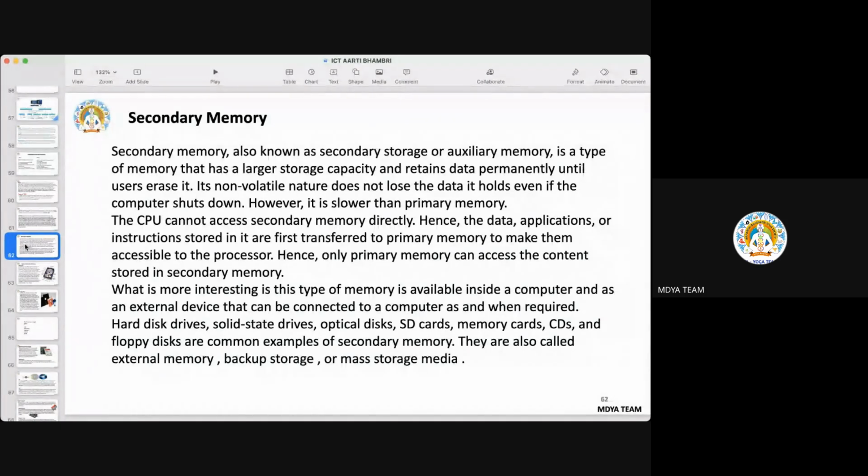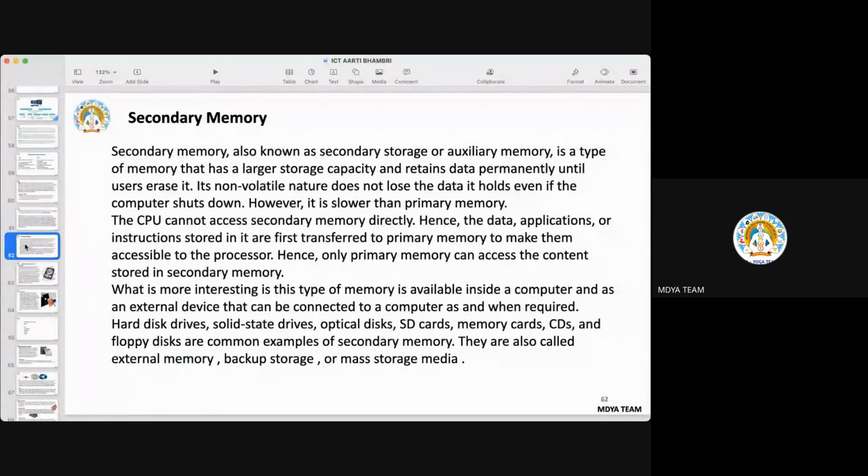They are user friendly. You can use your own memory card or memory devices external to the computer and store the data, files or documents, and then you can remove or delete them also. If you want, you can store it permanently, or you can erase it. Its non-volatile nature means it does not lose the data. It holds even if the computer shuts down, or even if you take your memory device out of the computer and keep it separately.